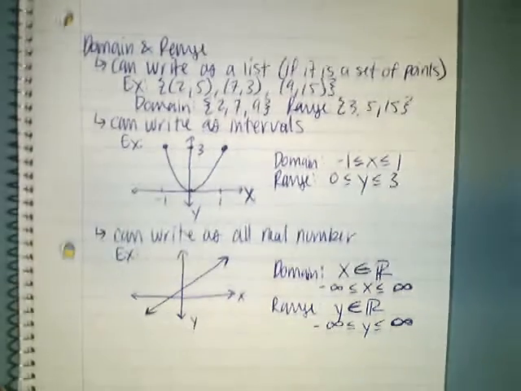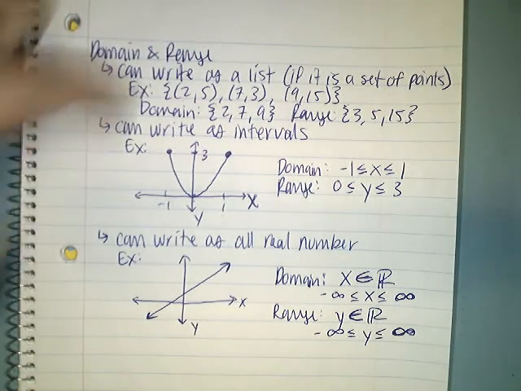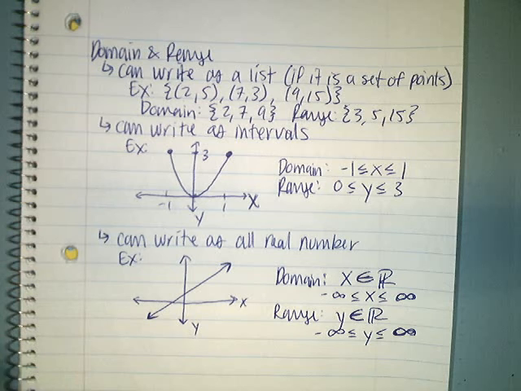So those are the 3 different ways we can write domain and range: as a list, as an interval, or as all real numbers. Make sure you write down any questions, comments, or concerns you have so we can go over these together in class.